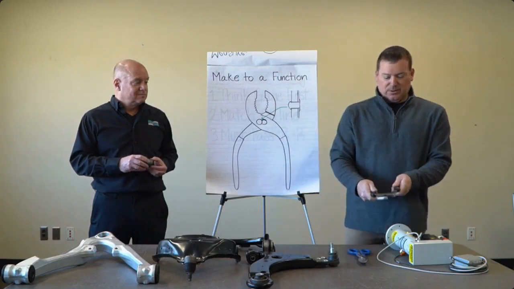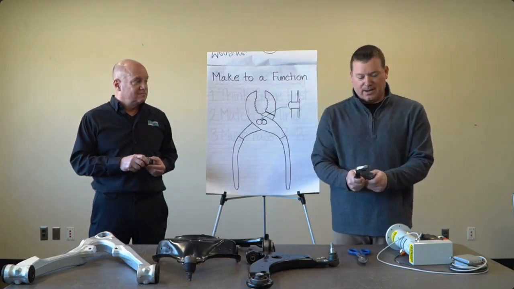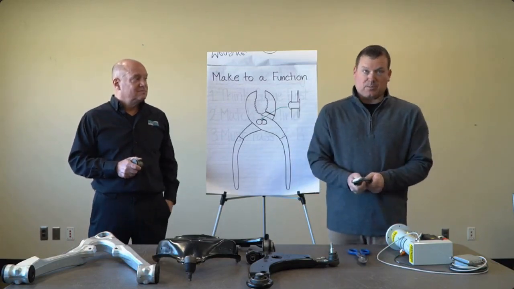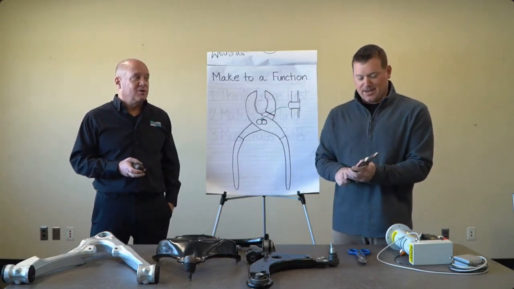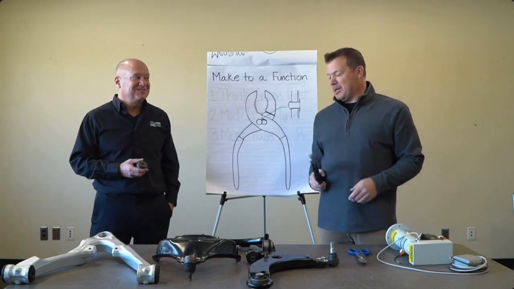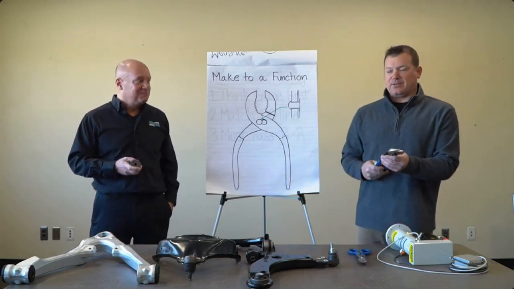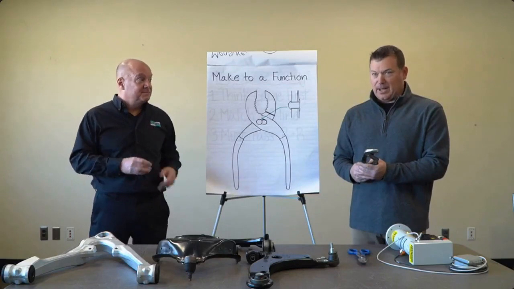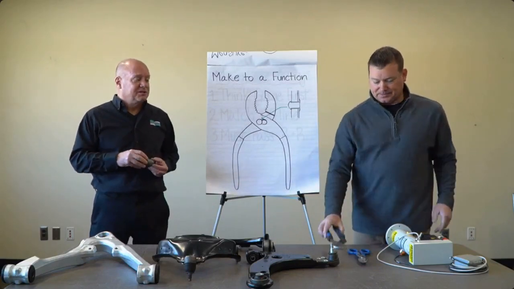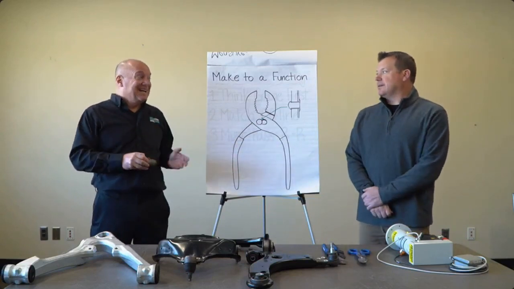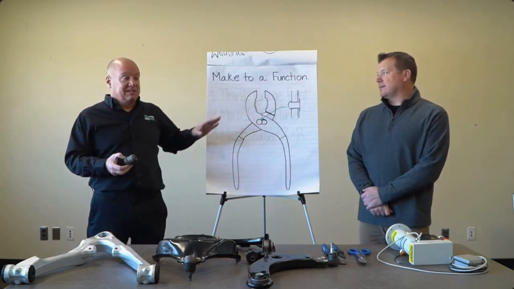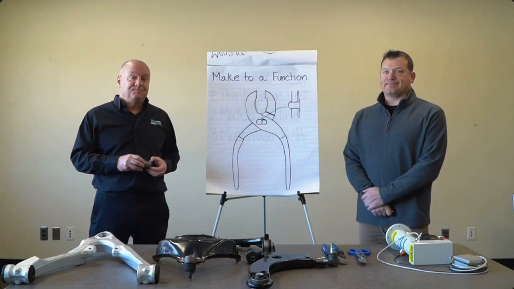Because if it's too loose, it's going to be sloppy and customers won't like that. If it's too tight, it's not going to be workable. I have a pair of side cutters at home like that. They're too tight to use. So basically, that's the make to a function aspect we're talking about. Which is in relation to, again, you're making to a dimension or you're making to a function. From the control aspect, it's very similar. Right. Okay.